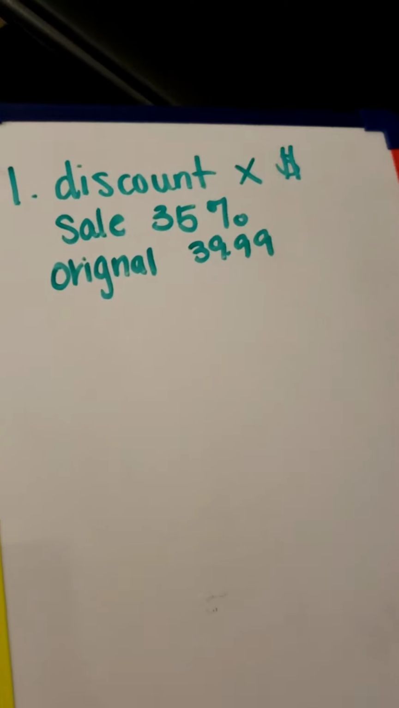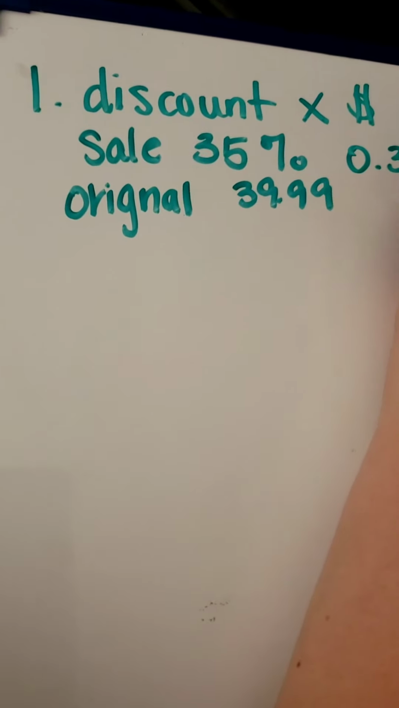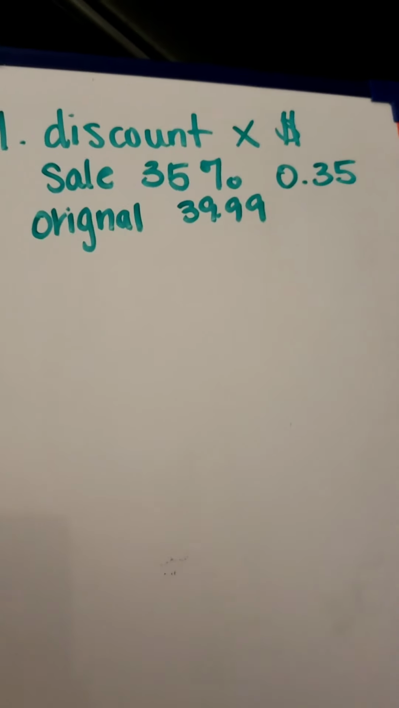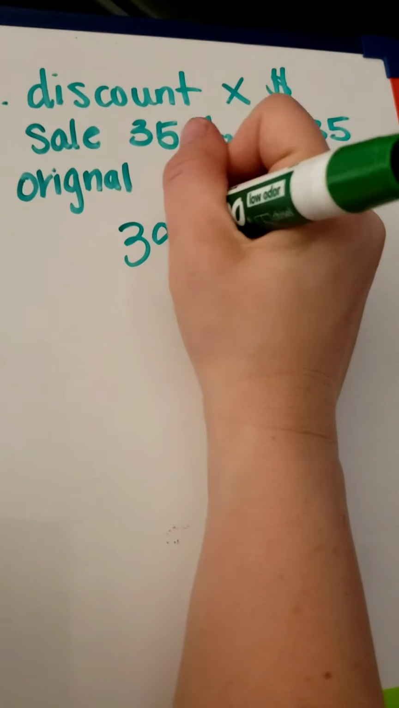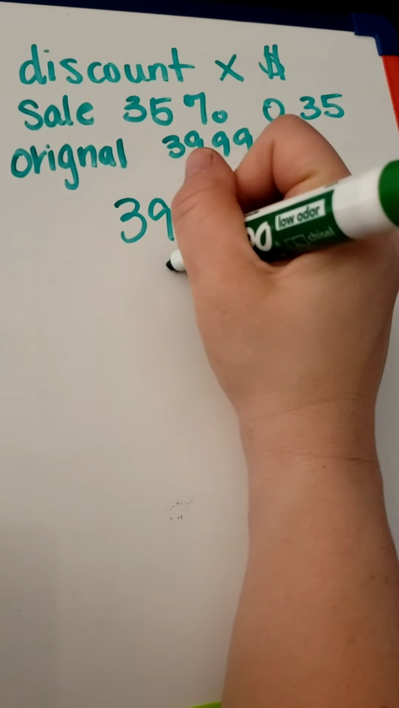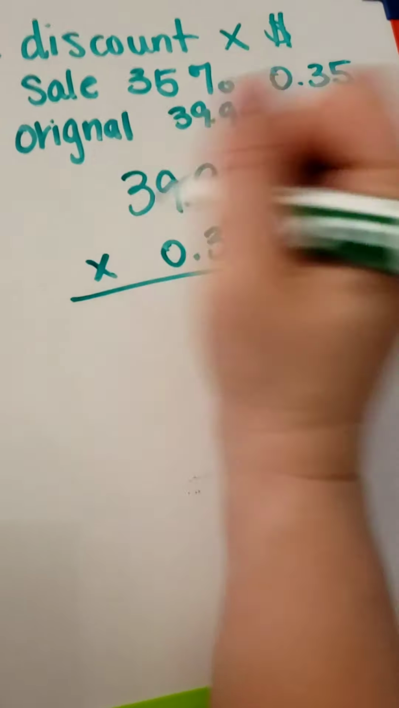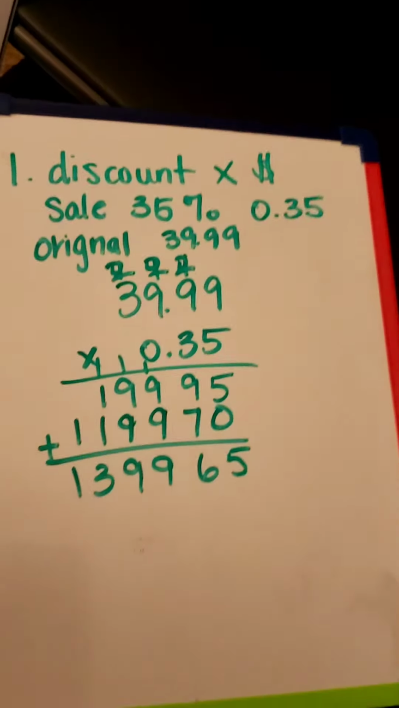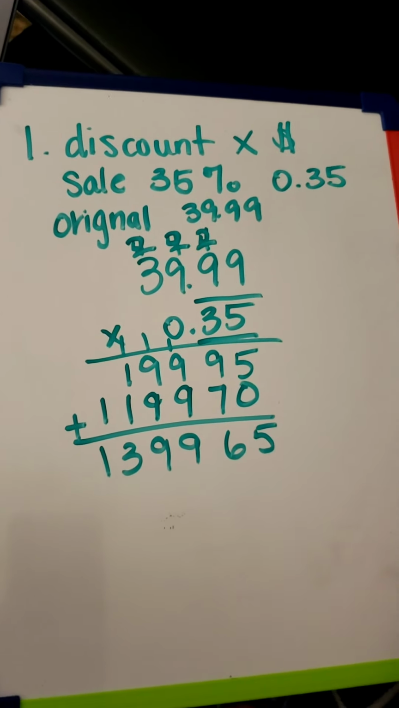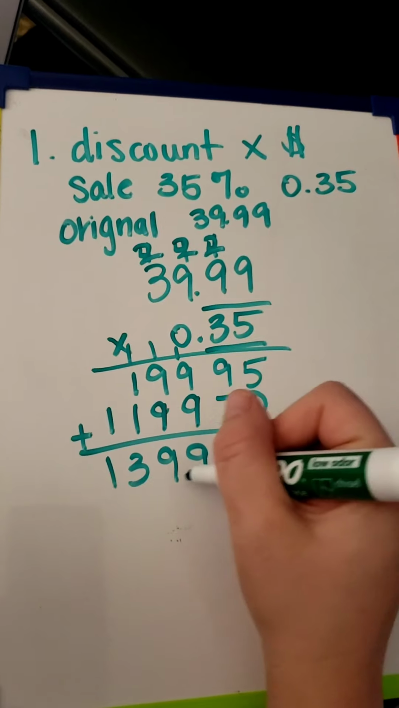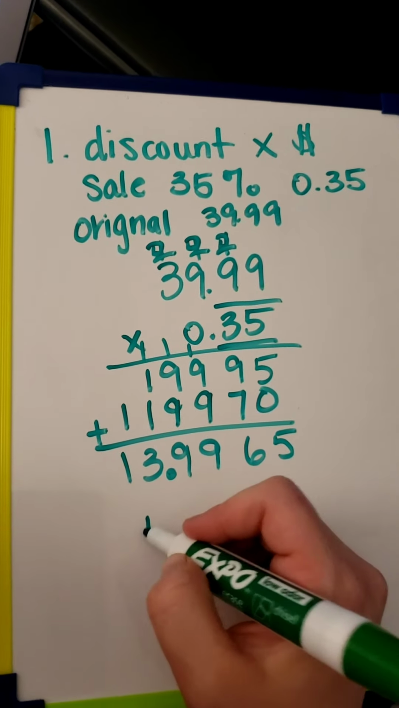Okay, when you have your percentage, you need to make that into a decimal. So we should know that that's going to be 0.35. Okay, and then our original is $39.99, and so we would set up our problem like this and do the multiplication. All right, so I do my multiplication and I have 4 numbers behind the decimal. Obviously you can use your calculator. So 1, 2, 3, 4. So it's going to be $13.99 off the dress.